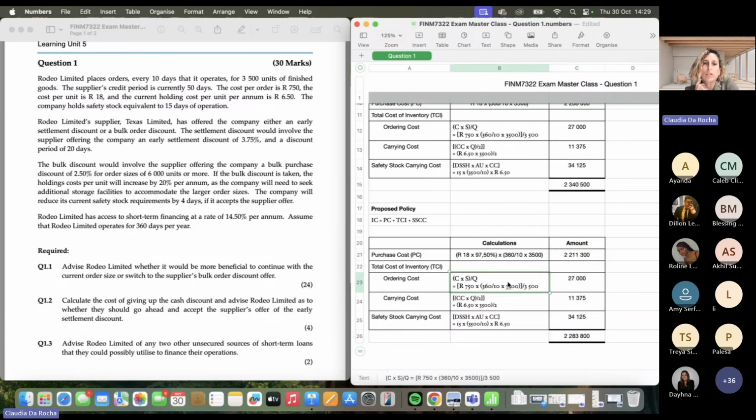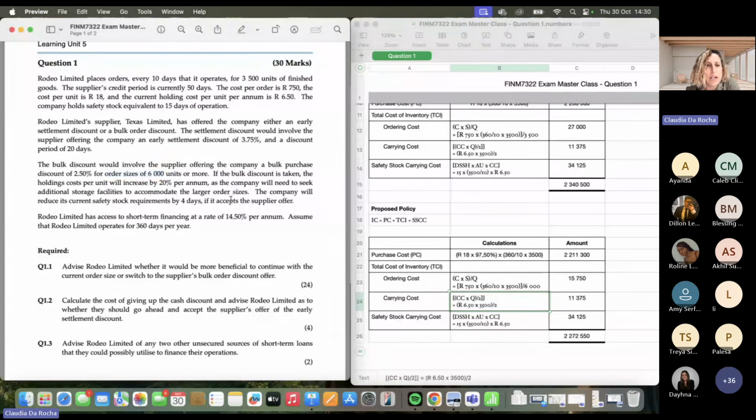Right. Now we're going to our ordering cost. We still have the 750, that did not change. We still have the 360, the 10, and the 3,500. The annual demand is still the same. But what has changed is our order size. It's now 6,000 units, so we divide by 6,000. Remember I said the Q is the order size. We get 15,750.